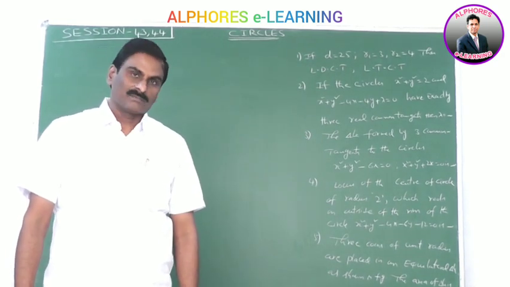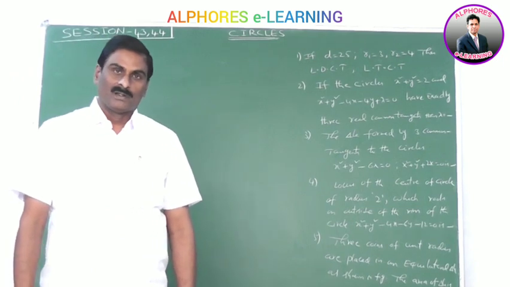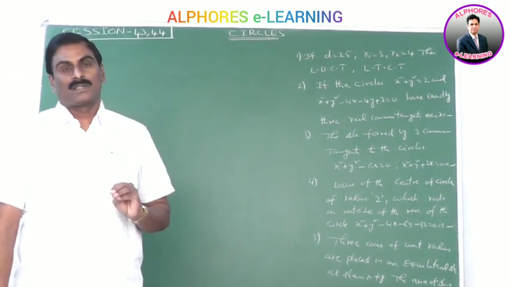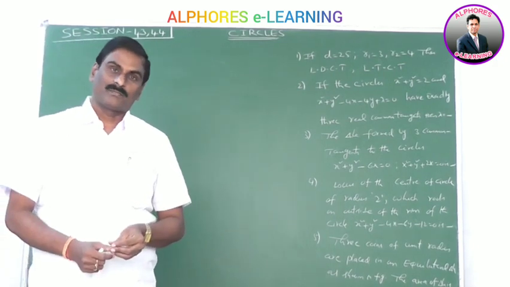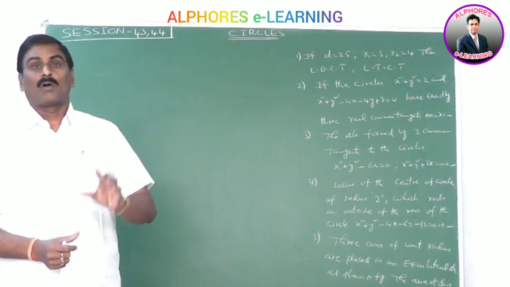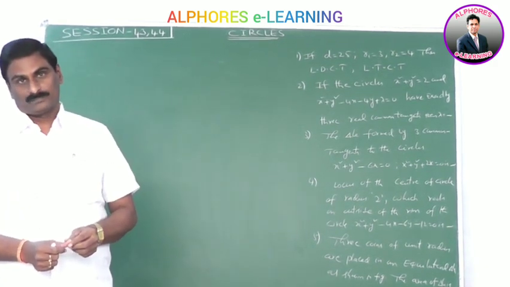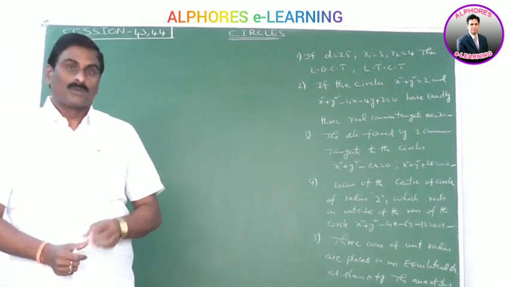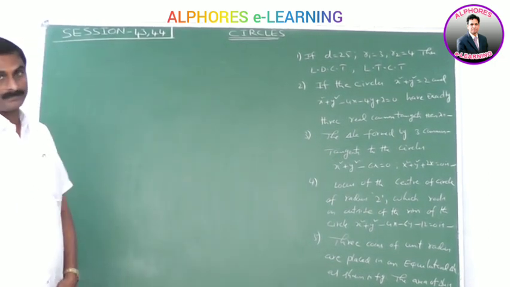In the last session, we discussed the relative positions of the circles, the number of common tangents, the length of the direct common tangent, the length of the transverse common tangent, the common tangent at their point of contact, and what the common chord is and the length of the common chord. Today in this session, let us discuss problems.